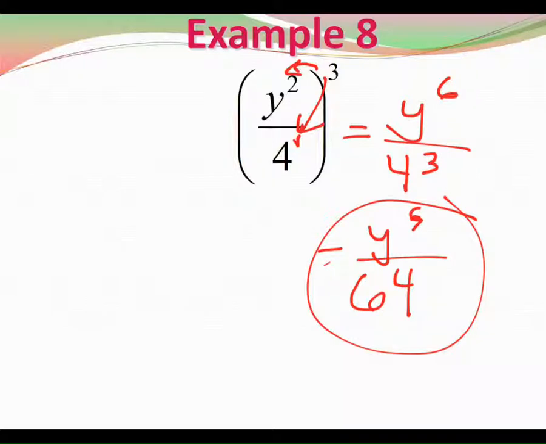Dividing, we'll subtract the exponents. Here we just had to simplify. Oh, sorry, no, that's equal. Yeah. Equals y to the 6th divided by 64.